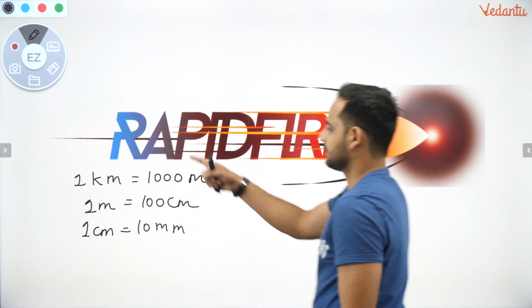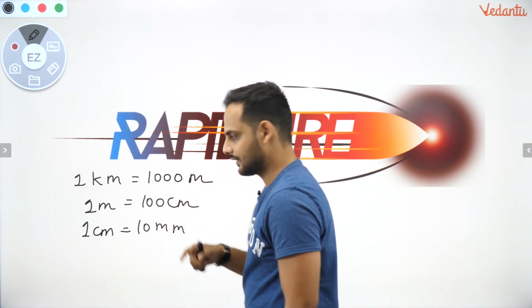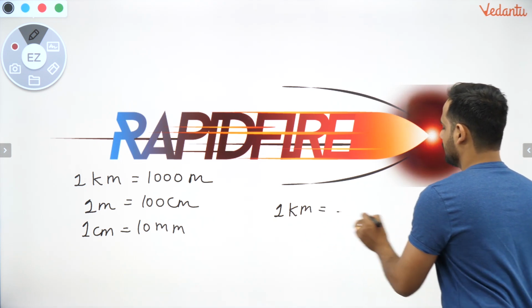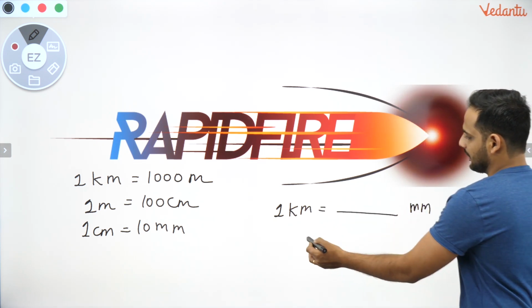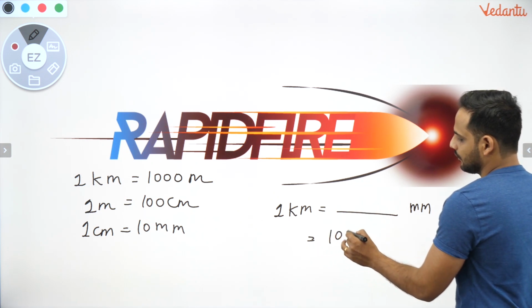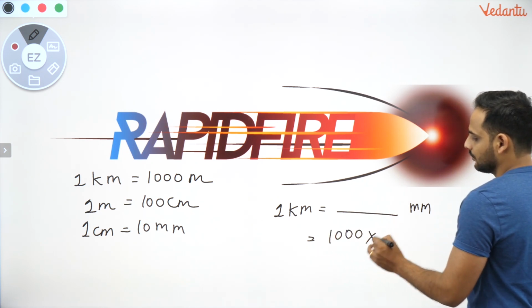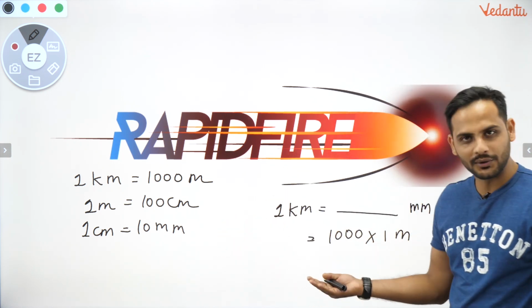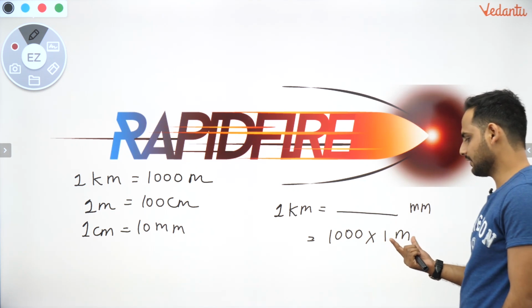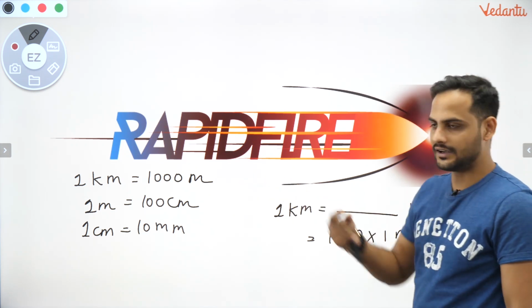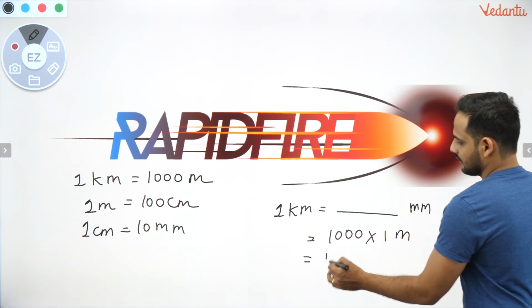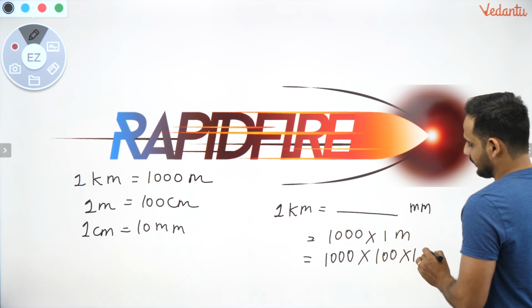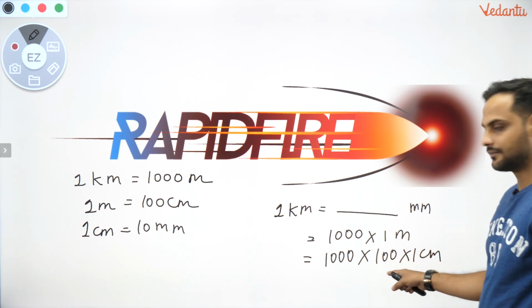Suppose I ask you, 1 kilometer is how many millimeter? Whatever you know, start from that part. We know that 1 kilometer is equal to 1000 into 1 meter. Meter is the unit, so I can say 1000 into 1 meter. 1000 into 1 is what? 1000 only. Now this 1 meter, convert it into centimeter. So 1 meter will become 100 into 1 centimeter.